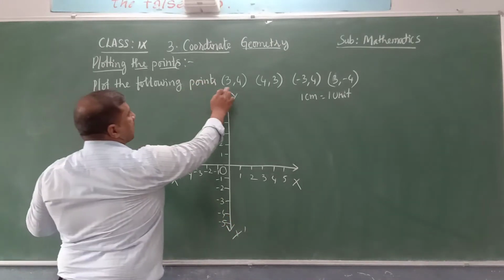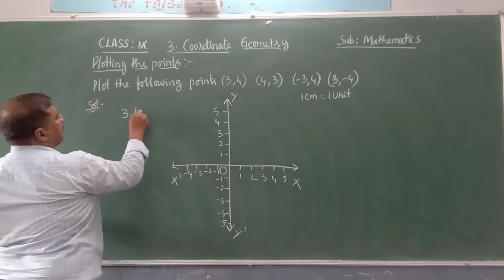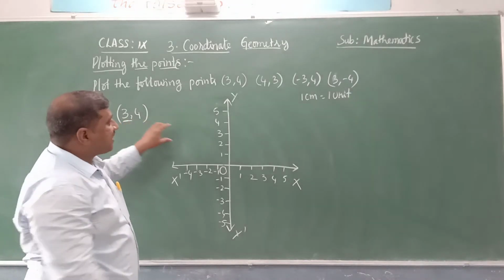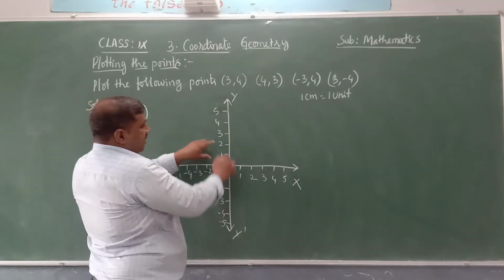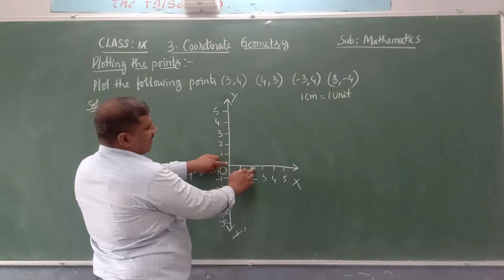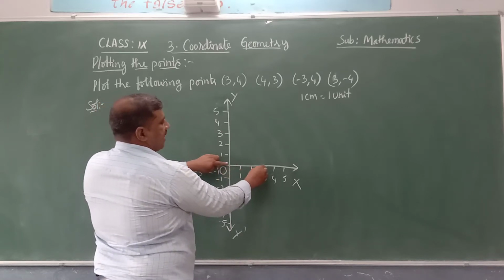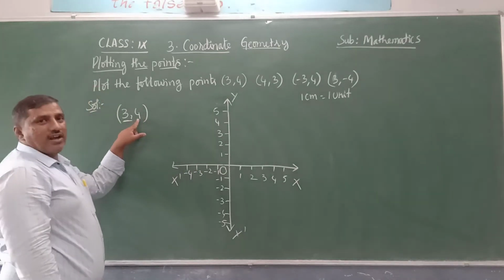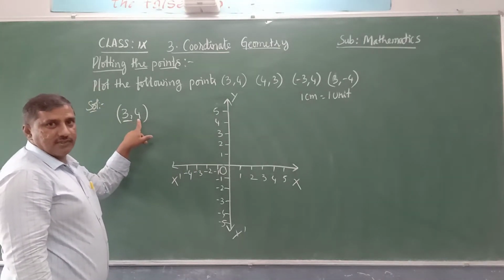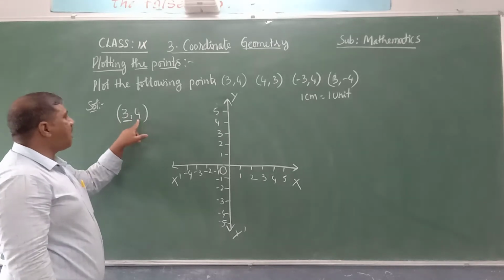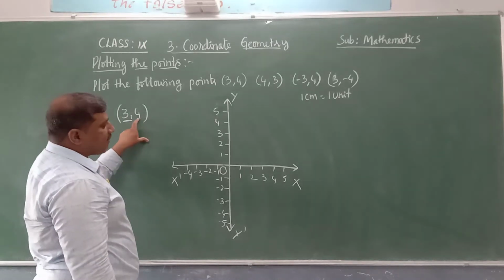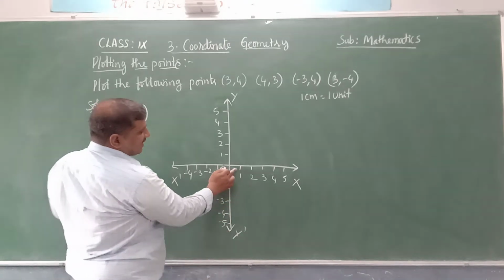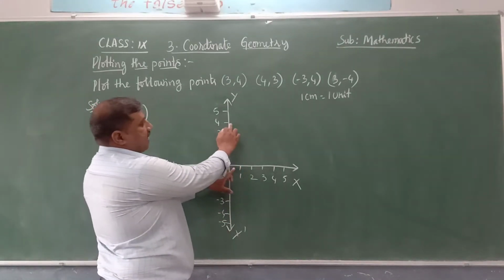See the first point, 3, 4. 3, 4 means 3 units from the y-axis. This is the y-axis. From the y-axis, 3 units means this point. Here it is 3 units. And this 4 represents the y coordinate, the ordinate. Abscissa and ordinate. So the ordinate 4 represents 4 units from the x-axis.